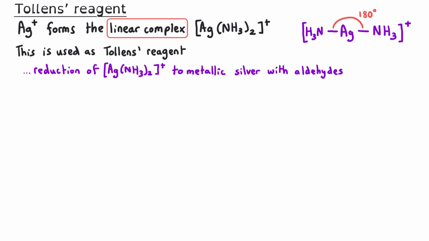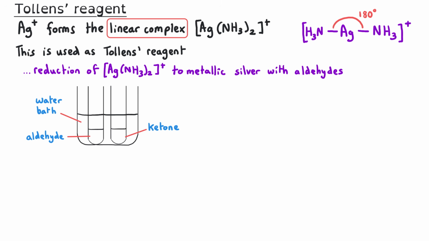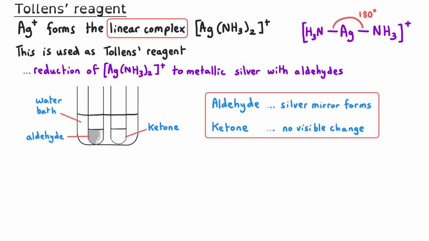When this complex is used as Tollens reagent, what we get is reduction of the complex to metallic silver in the presence of aldehydes. To make this happen, you would take a water bath, because this only works when the chemicals are warmed. You'd get a boiling tube of one compound, perhaps the aldehyde, and then another with the ketone. You'd add Tollens reagent to both of them, and the aldehyde would be the one that gives you the silver mirror that forms. The ketone would display no visible change.